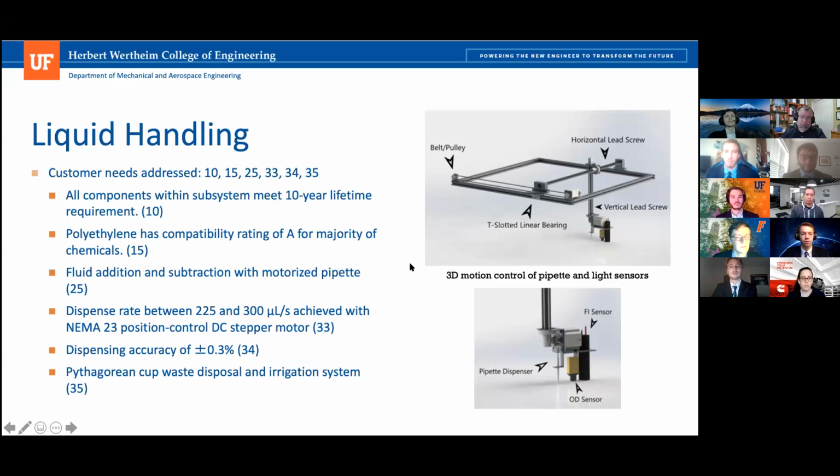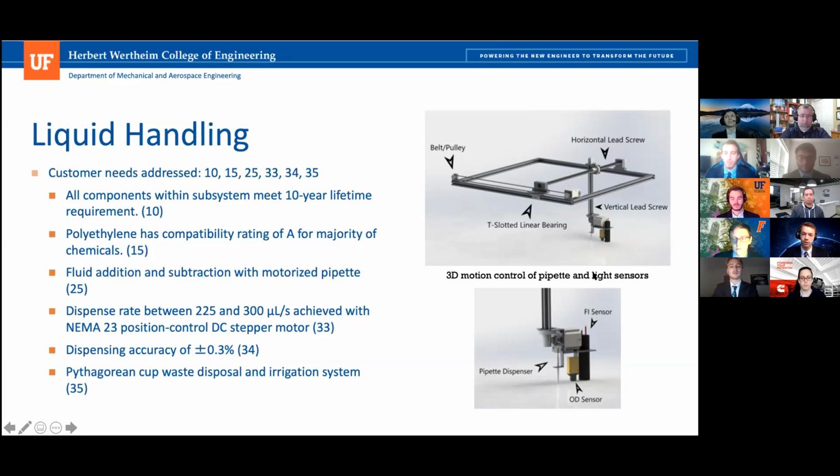Our design is capable of fluid addition and subtraction with the motorized pipette because it has a plunger that moves up and down. So basically the same concept as a syringe, which allows us to take advantage of the pressure differential to suck fluids back up when we need to. We're able to achieve a dispense rate between 225 and 300 microliters per second with the stepper motor that Christian may have mentioned earlier, and the rack and pinion system attached to the pipette. Our dispensing accuracy is plus or minus 0.3%, which falls within the requirements.